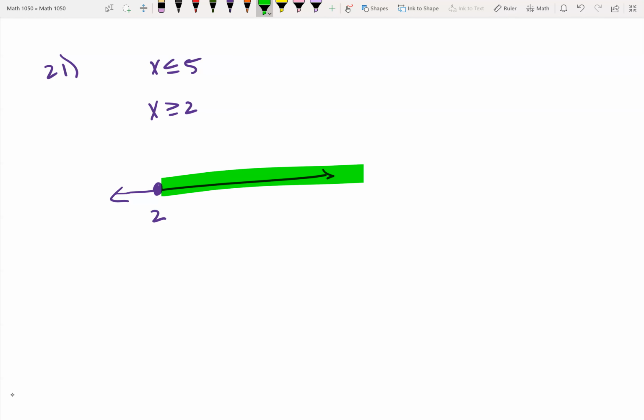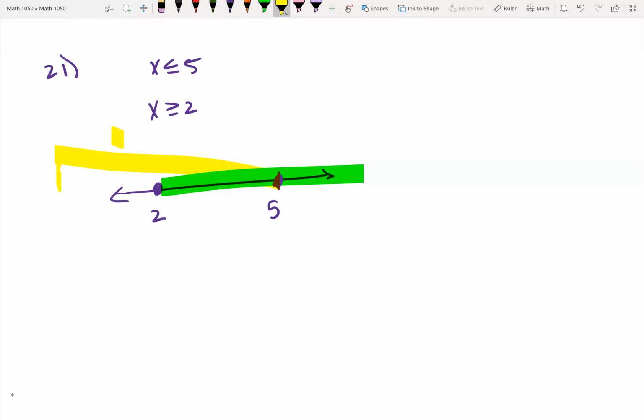Okay, 21, lots of people struggle with this problem. So basically, you just take the two domains, you stick them together, and you have to find the region that satisfies both. So the 2 is on the left, it has an equal sign, greater than means to the right. The 5 is over here, it also has an equal sign. Less than is to the left. So now I have to find the double shaded region.